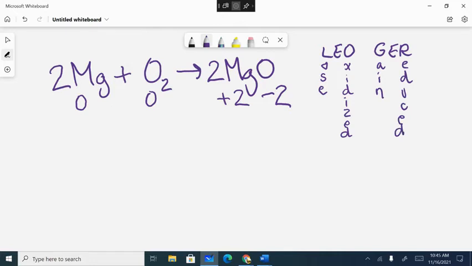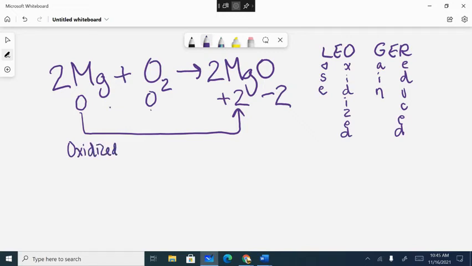Magnesium goes from a 0 to a plus 2. Does he do that by losing electrons or gaining electrons? Remember, electrons are negatively charged. If you lose the negatives, you get more positive. Did he get more positive or more negative? He got more positive. That means that he lost electrons, so magnesium was oxidized.